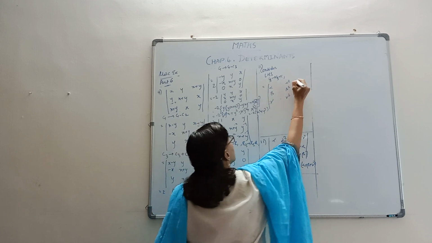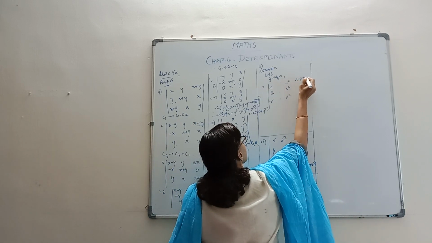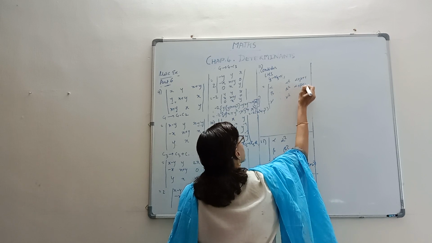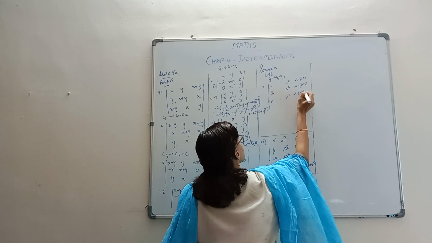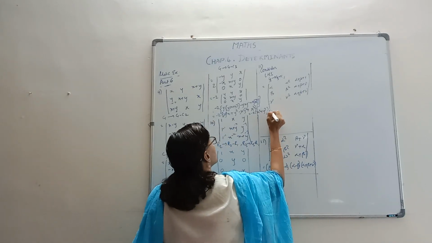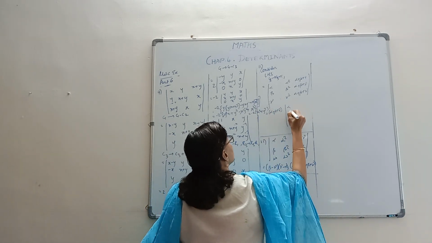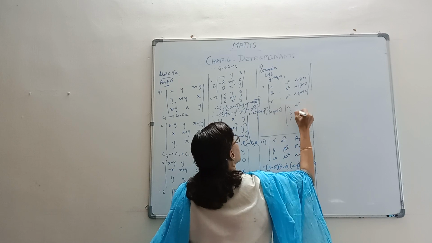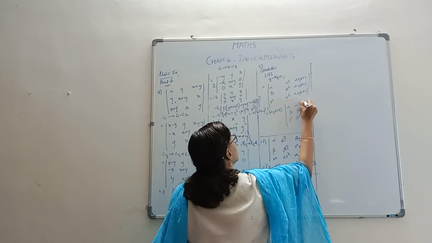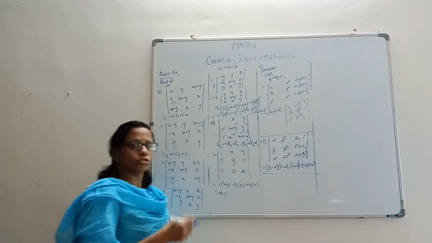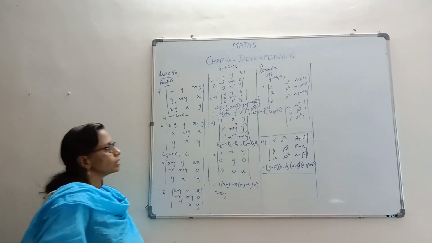Alpha, beta, gamma. So this will be alpha plus beta plus gamma, alpha plus beta plus gamma, alpha plus beta plus gamma. Have that removed. Alpha plus beta plus gamma, remove. So what is coming here? Alpha, beta, gamma, alpha squared, beta squared, gamma squared, 1, 1, 1. That solves your problem quite a lot.